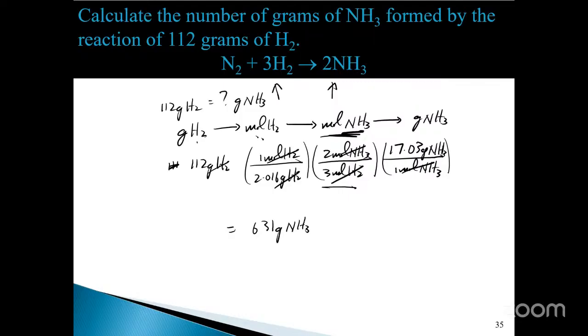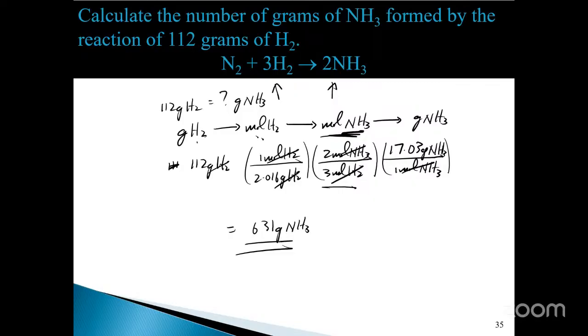NH3. So let me do this again, just to be sure. 112 divided by 2.016 times 2 divided by 3 times 17.03. Okay, so that's what I got. 631 grams of ammonia. All right.